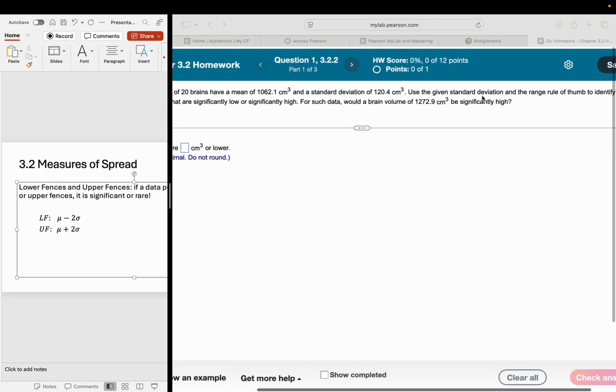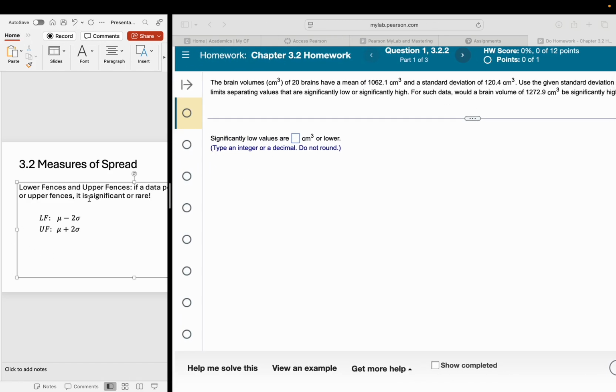They call this the range rule of thumb, but it's this lower fence, upper fence idea. And again, we're starting from a middle point, right? Some sort of middle, our mean, and we're either subtracting 2 standard deviations or adding 2 standard deviations. So 2 standard deviations away. That should be a little interesting.